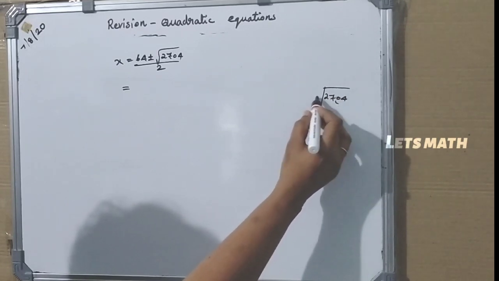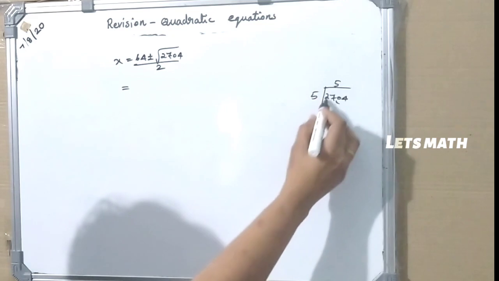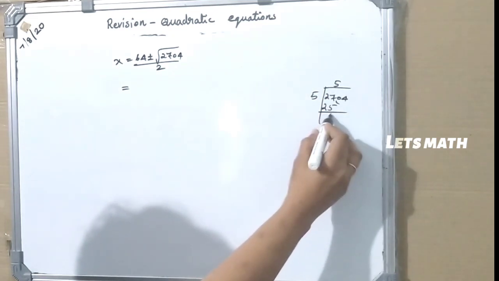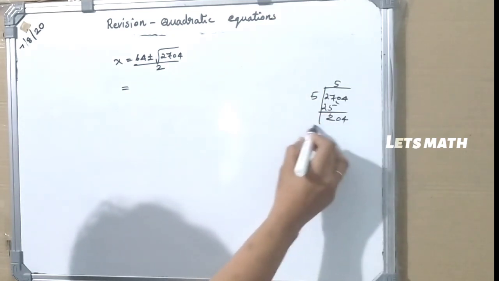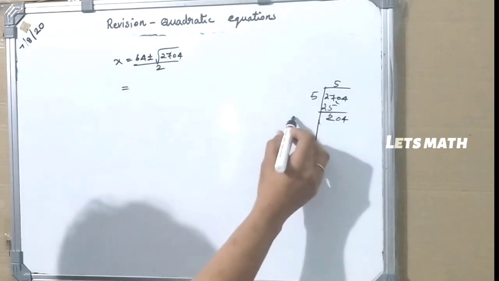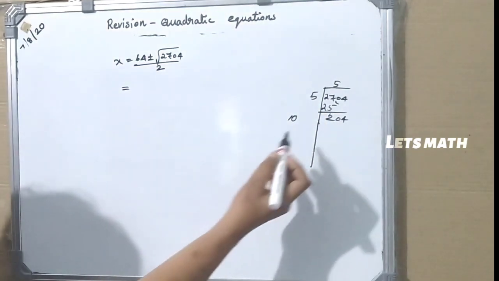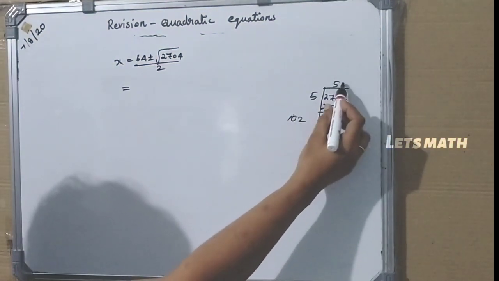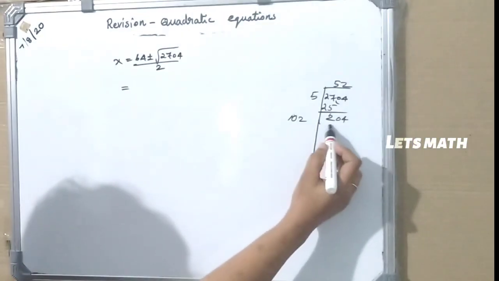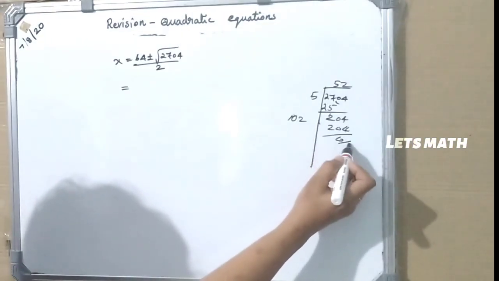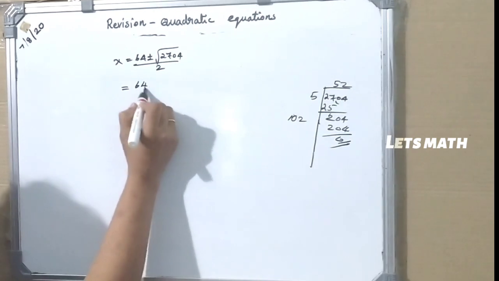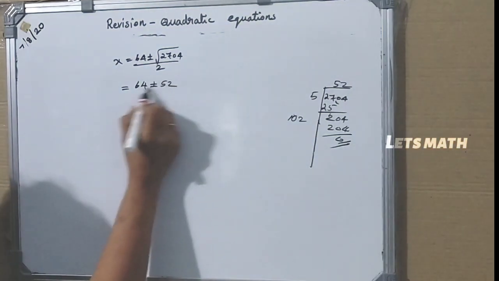Can group into 2. Then we know 5 5s are 25. Balance 2. Bring down the next group down. Then 5 plus 5 is 10. Then we'll try 2 here. So you can see that is 204. So we get 64 plus or minus 52 by 2.